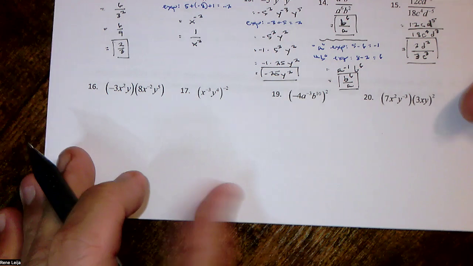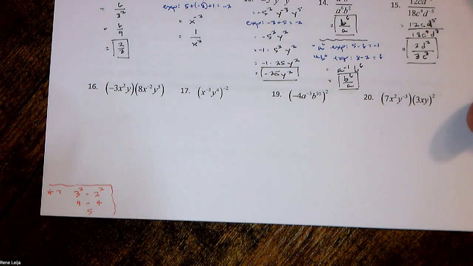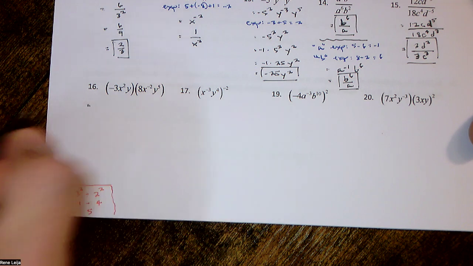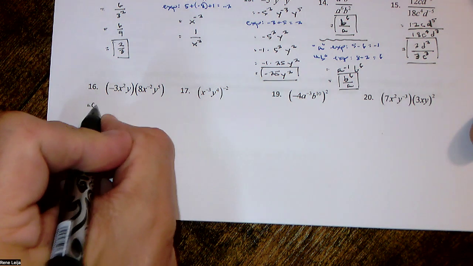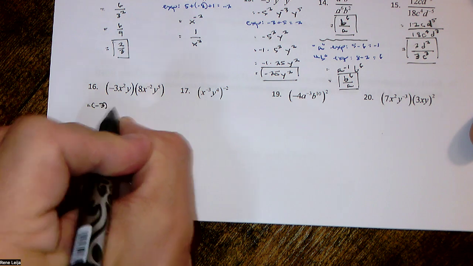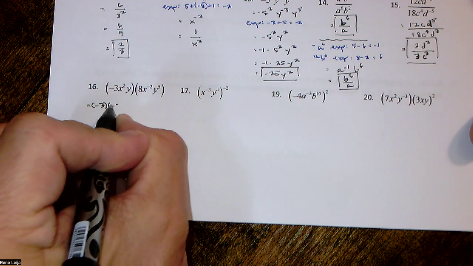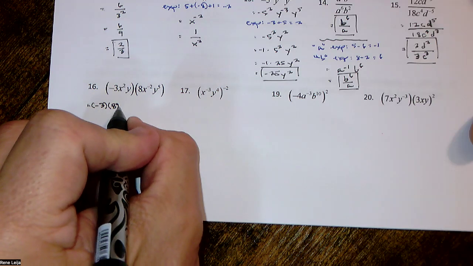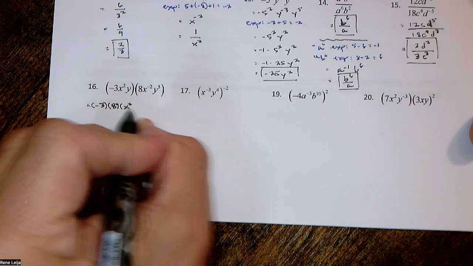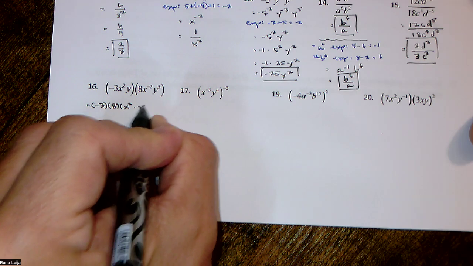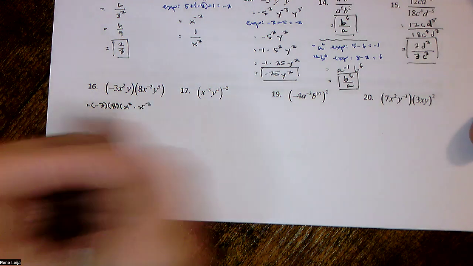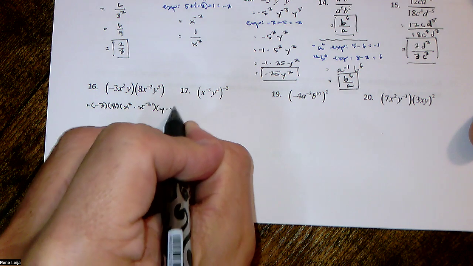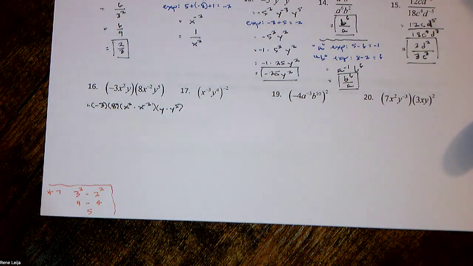Now, it might make more sense for number 16 to go ahead and pull your like terms together. So in other words, I'm going to pull my numbers, -3 and an 8, times x squared times x to the -2 times y to the 5th. Okay.